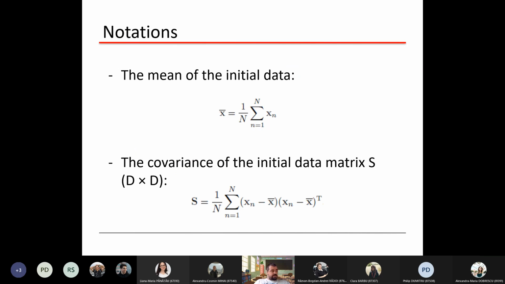In the initial space, we have the mean of the data defined as 1 over N summation over xn, and the covariance given by the matrix S being 1 over N summation over xn minus the mean of x, multiplied by xn minus the mean of x transposed. And this covariance matrix has the dimensionality D by D.